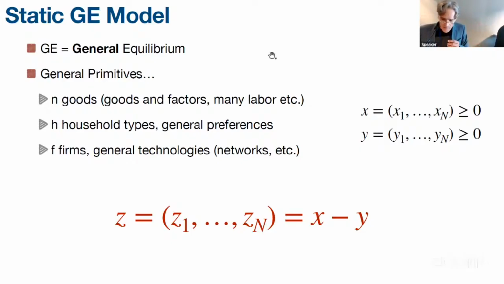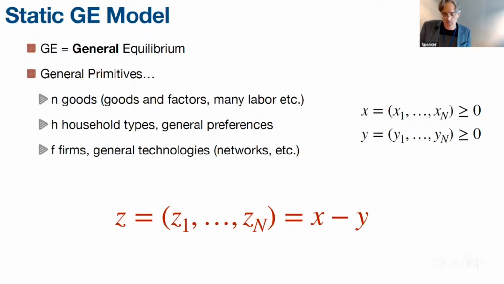There, I got it. So, you know, general equilibrium has the word general in it. So we've got to be general. We're going to have general primitives, any number of goods. Factors could also be goods, so goods or different types of labor could be goods. Different skills of labor.